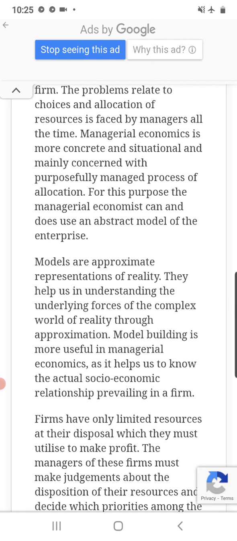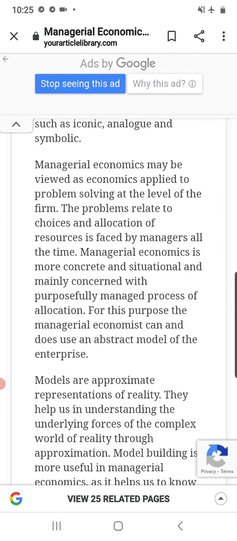Model building is more useful in managerial economics as it helps us to know the actual socio-economic relationships in the prevailing form. म्हणजे ह्या एक्सपेरिमेंटल इंटेलेक्च्युअल एक्सपेरिमेंटमुळे होणार काय विद्यार्थी मित्र की तुम्ही एखादं नवीन इनोव्हेशन करणार आहात, त्याचं पेटंट कसं, त्याचं ब्रँड नेम कसं, हे सगळं नॉलेज तिथं मॅनेजरला असणं खूप जास्त गरजेचं आहे. आजकाल तुम्ही बघता की एखादी फर्म दे स्टार्टेड देअर बिझनेस.